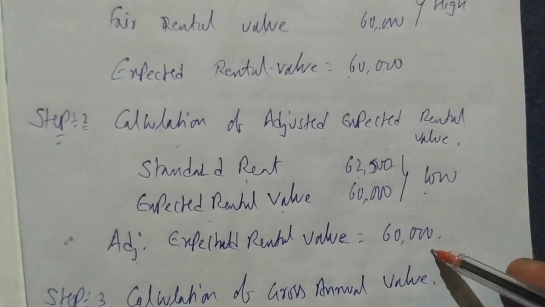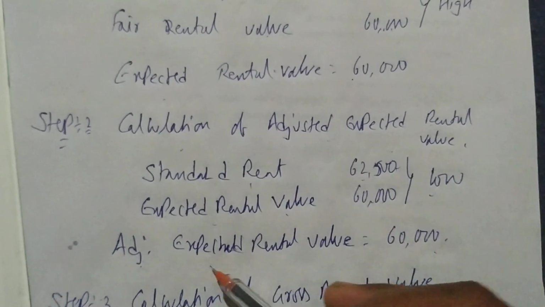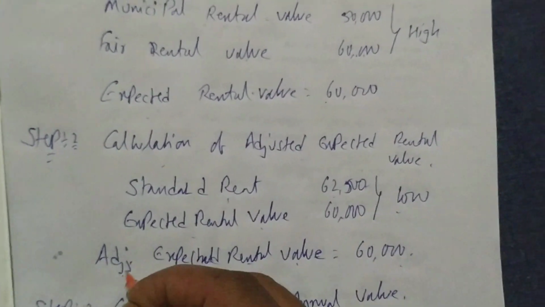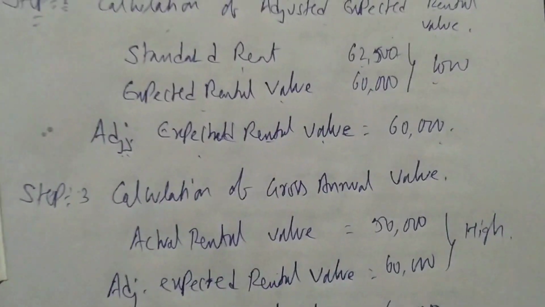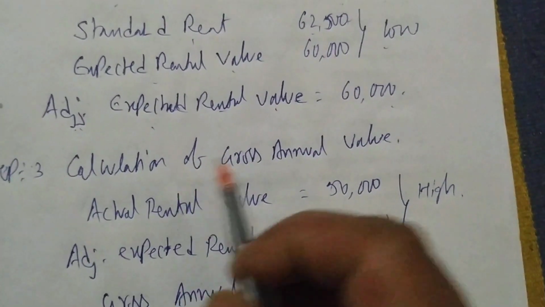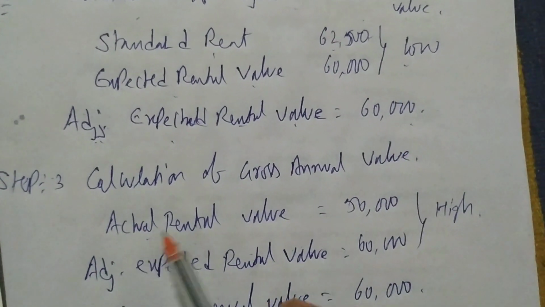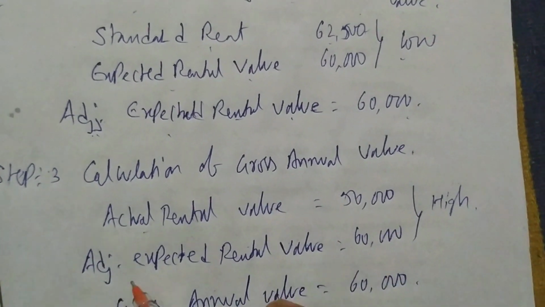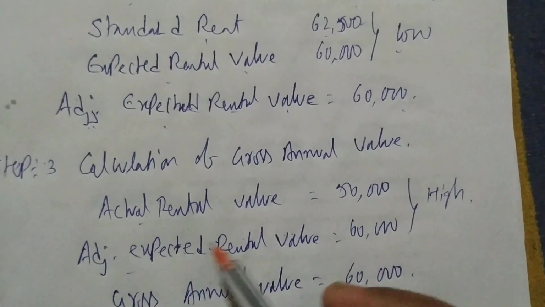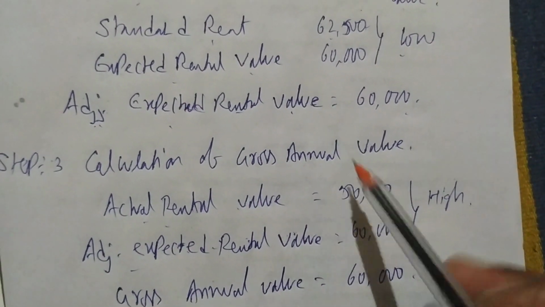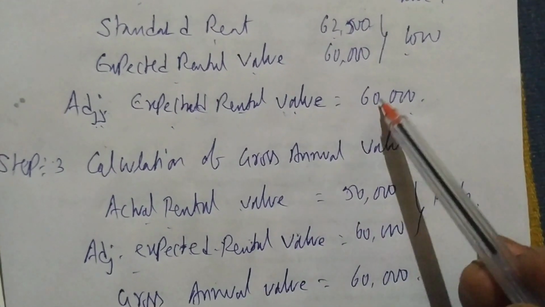62,500 minus 60,000, that is 60,000. What is 60,000? Expected rental value, adjusted expected rental value. Next, step 3. What are we doing in step 3? Calculation of gross annual value. So how to find out gross annual value: actual rental value and adjusted expected rental value. Actual rental value is 50,000, given in the question, and adjusted expected rental value is 60,000.